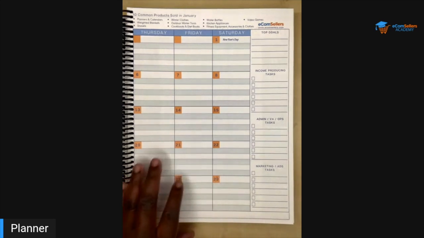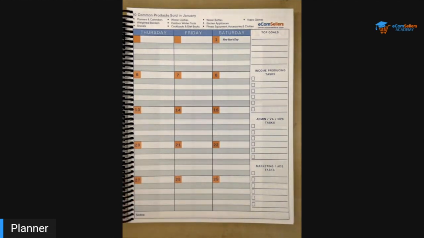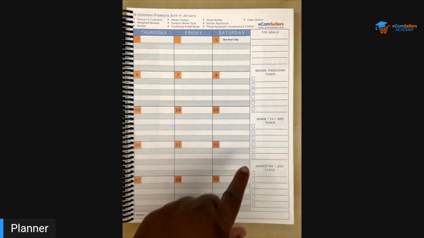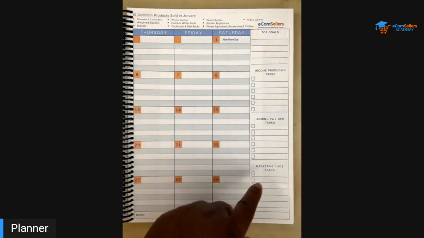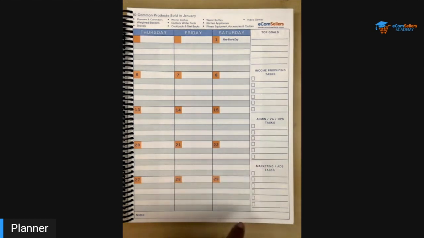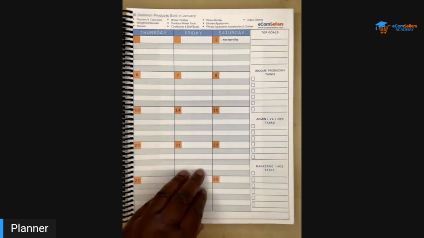So go ahead and fill in your top goals for the month: your income producing tasks that you really want to accomplish, the things that are going to bring you the most money. Your admin or VA or operations tasks. One of the things you should be doing every single month is reconciling your inventory, reconciling your budget, reconciling to determine what your profitability was. And so again, what is something that you want to accomplish around that, or other tasks that you want to make a note of? And then marketing and ads, again, giving you a place if you're running ads to track that.